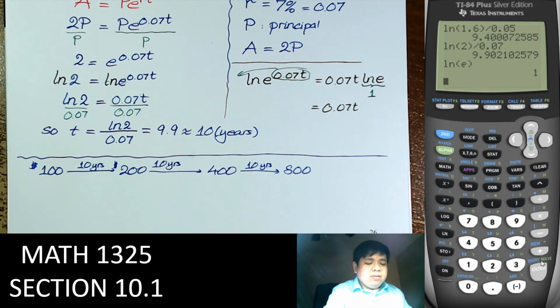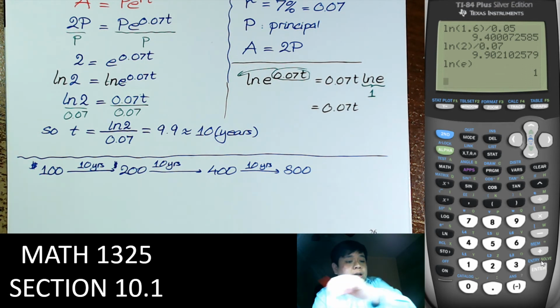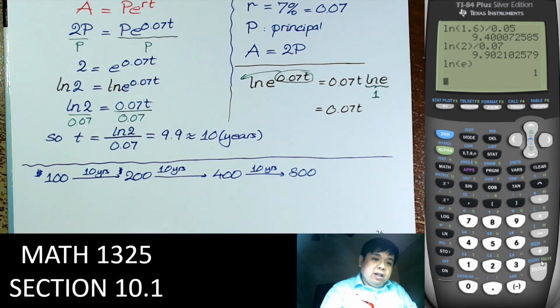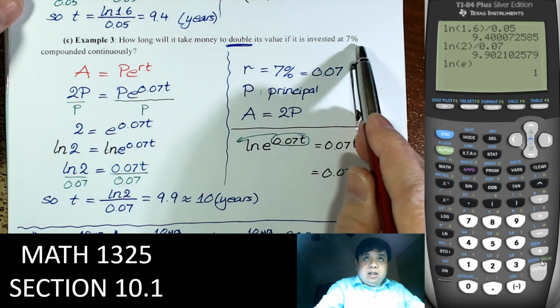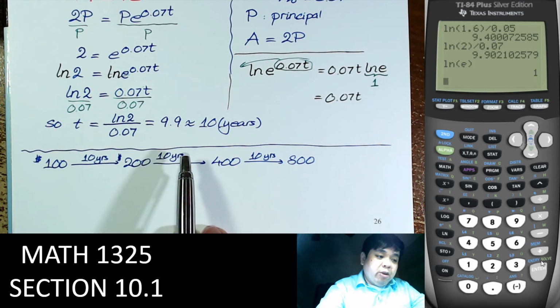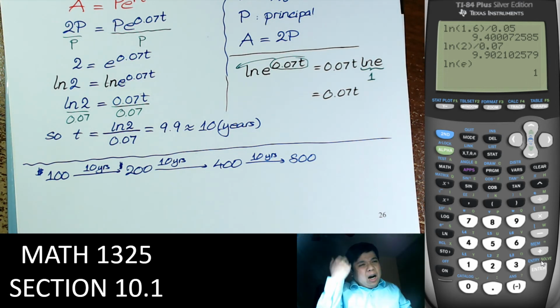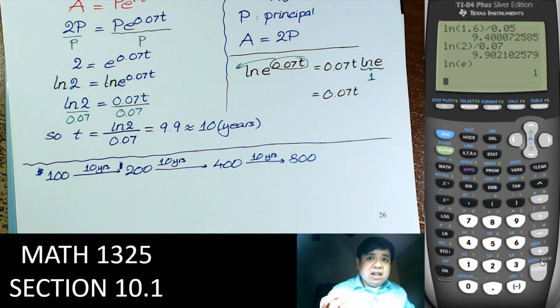Right. So that's the first point I try to make: it doesn't matter what the investment is. It's going to take 10 years to double that amount, given the compound interest rate is 7%. Yeah. So this is continuously compounded interest. If it is just compound interest, then it is an approximation. It's still about 10 years.